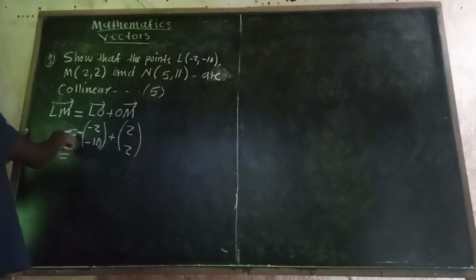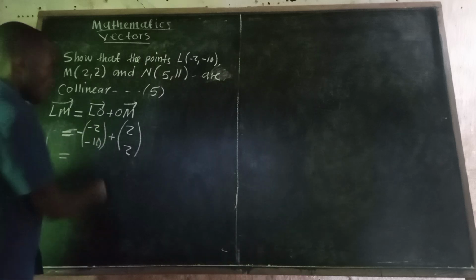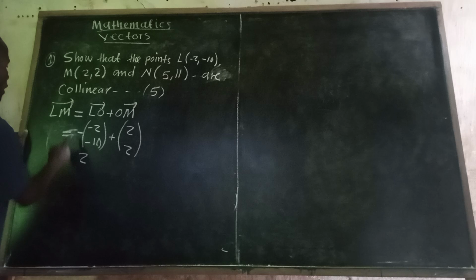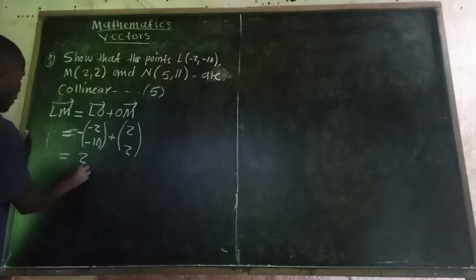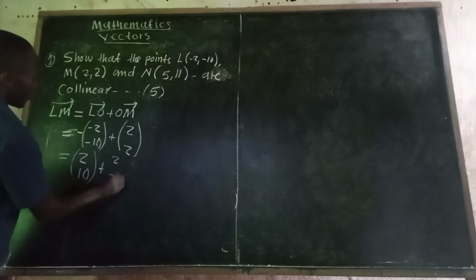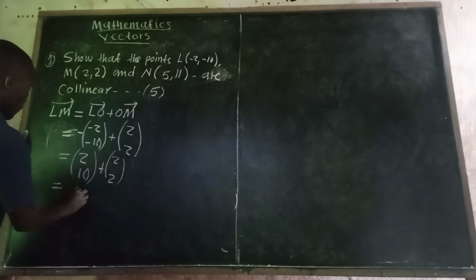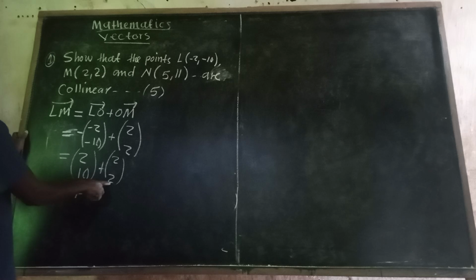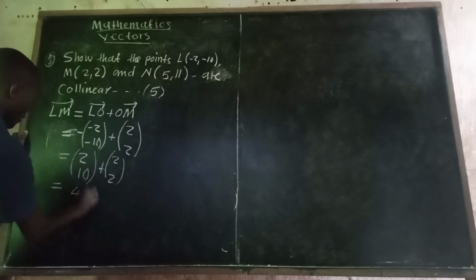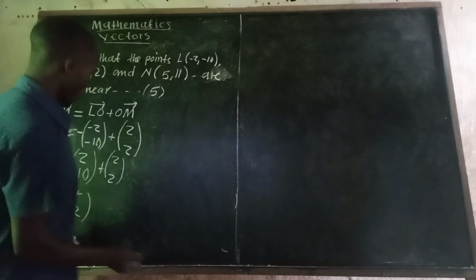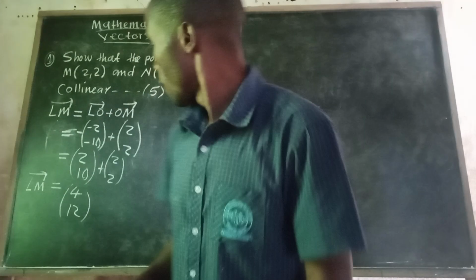Then from there we can simplify. When you multiply negative times -2, we are going to have 2. Negative times -10, we are going to have 10. Then plus 2, 2. So 2 plus 2 is 4. Then 10 plus 2 is 12. Therefore, our LM is equal to (4, 12). That is the vector LM.